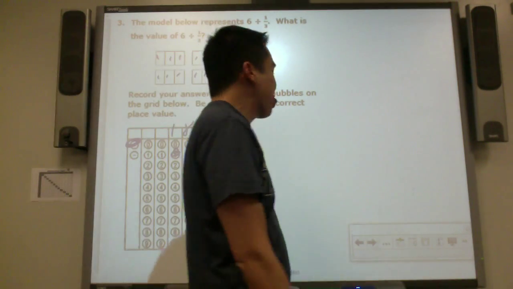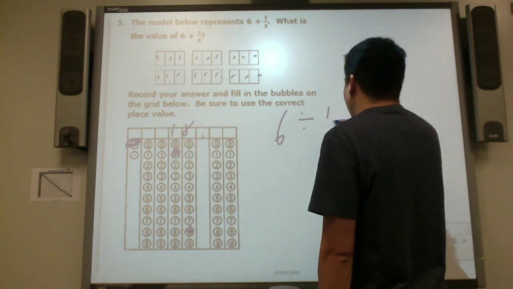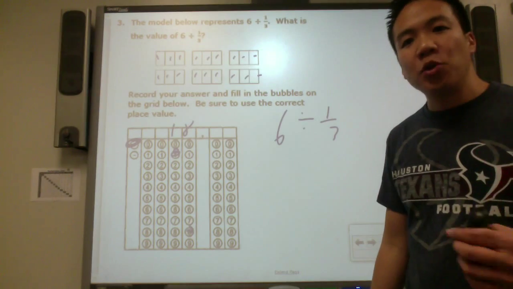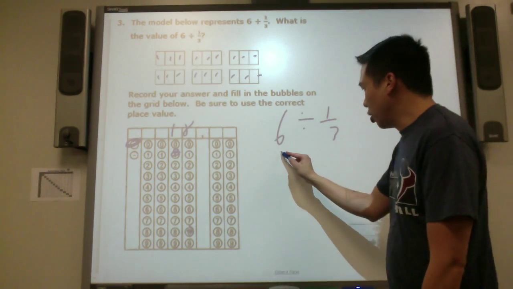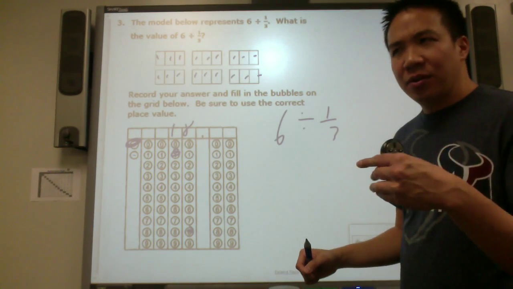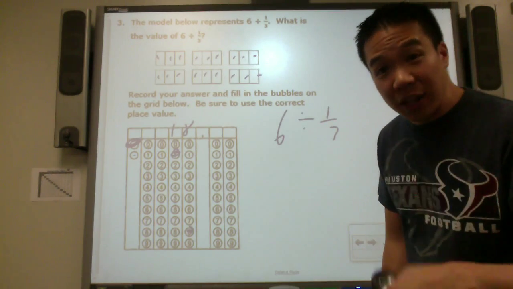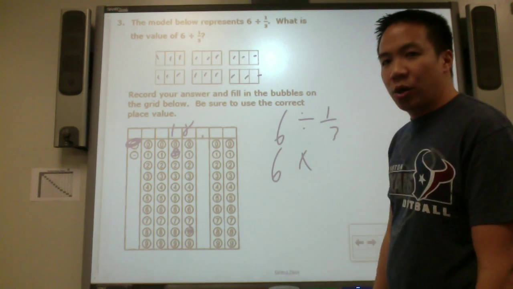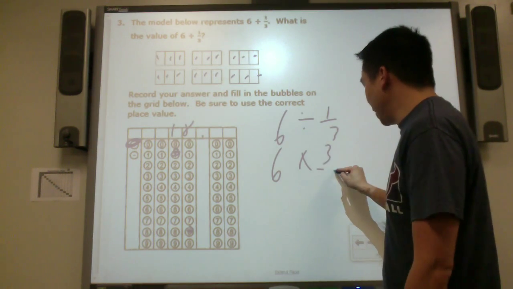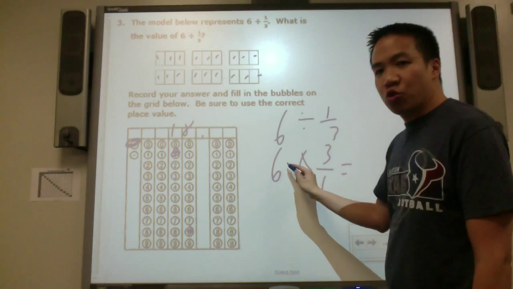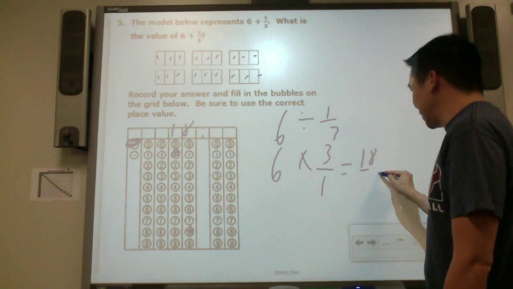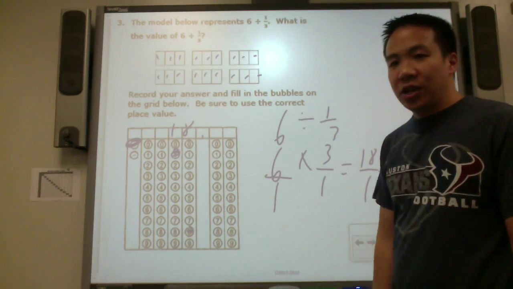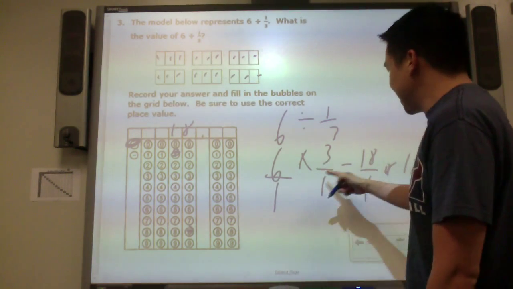If you want to do it mathematically, we always change our division into an equivalent multiplication expression. So some of you may use keep, change, flip from Patterson Elementary School. Keep this, change this to a multiplication, and flip it to 3/1. And 6 groups of 3/1 is 18/1, or 18. If you put a 1 underneath it, you've got to turn it into a fraction. So 6 times 3 is 18, 1 times 1 is 1.